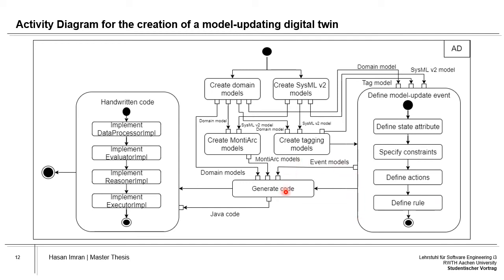And these event models are also passed to the generator, which then generates code for all of these. You get Java code from it, and then you can also use your own handwritten code to further enhance the behavior of the implementation files for the components of the digital twin.